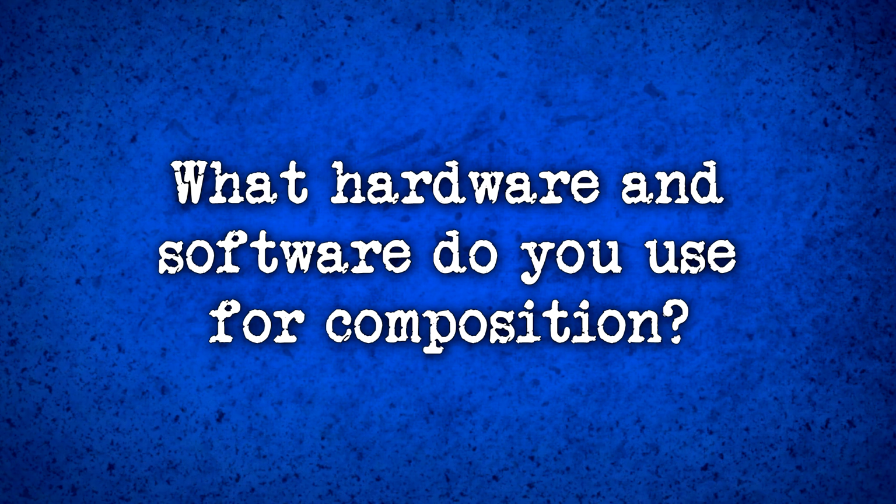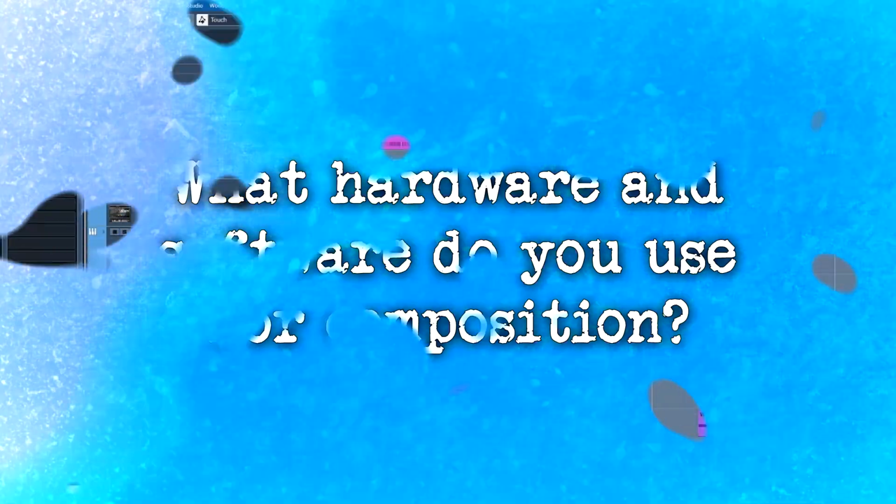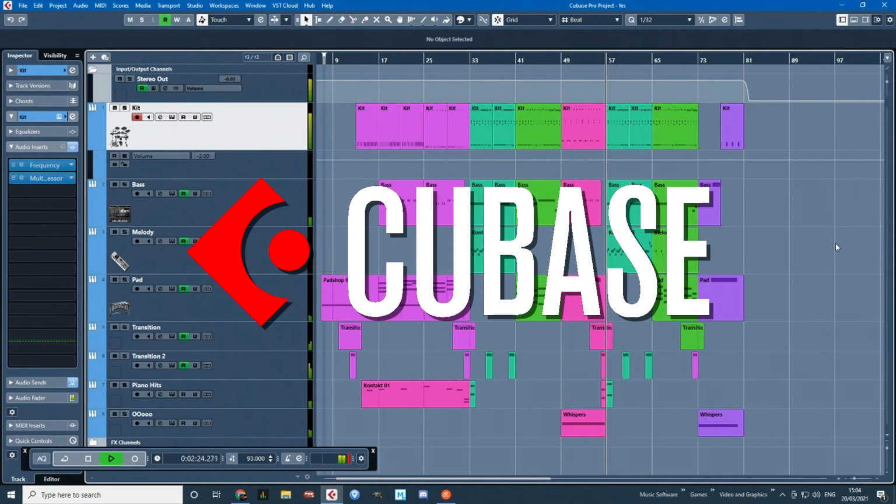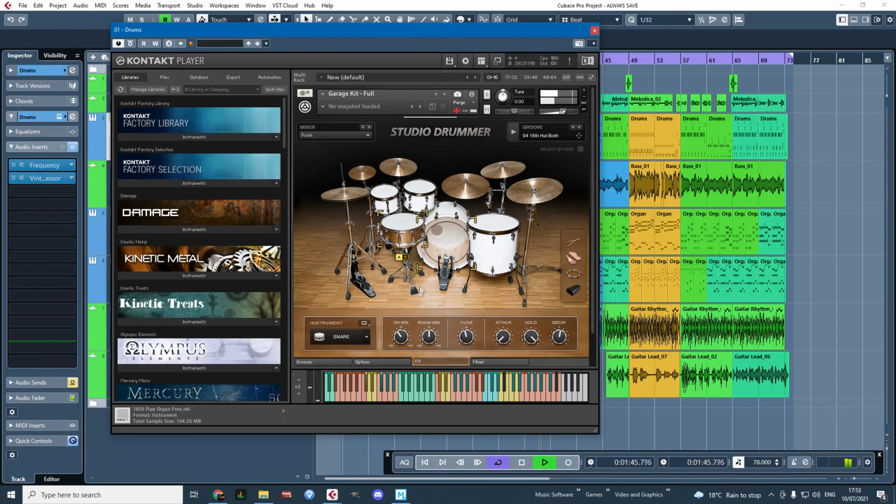Does that make sense? What kind of hardware and software do you use for composition? Cubase really is the main thing. That's where I do audio editing, that's where I do music creation, sound design, and mixing. Everything for me happens in Cubase. I use a suite of instruments by Native Instruments, and between Native Instruments and Cubase, I basically have everything I need.